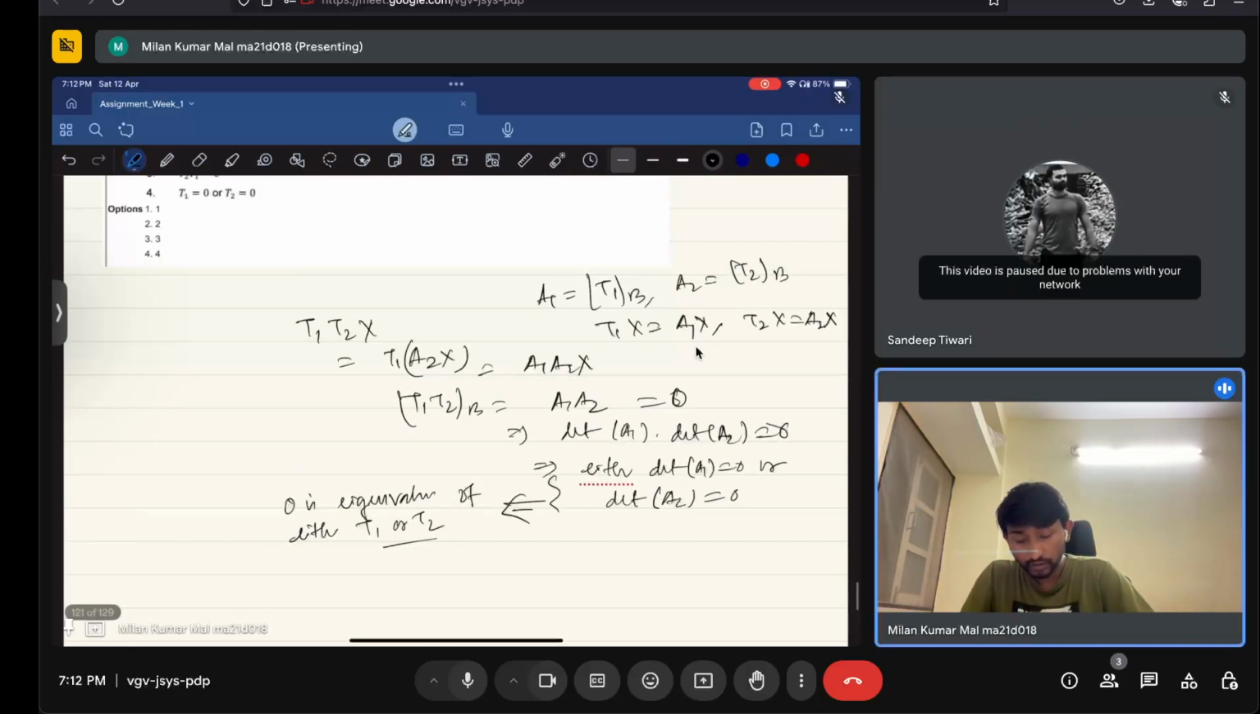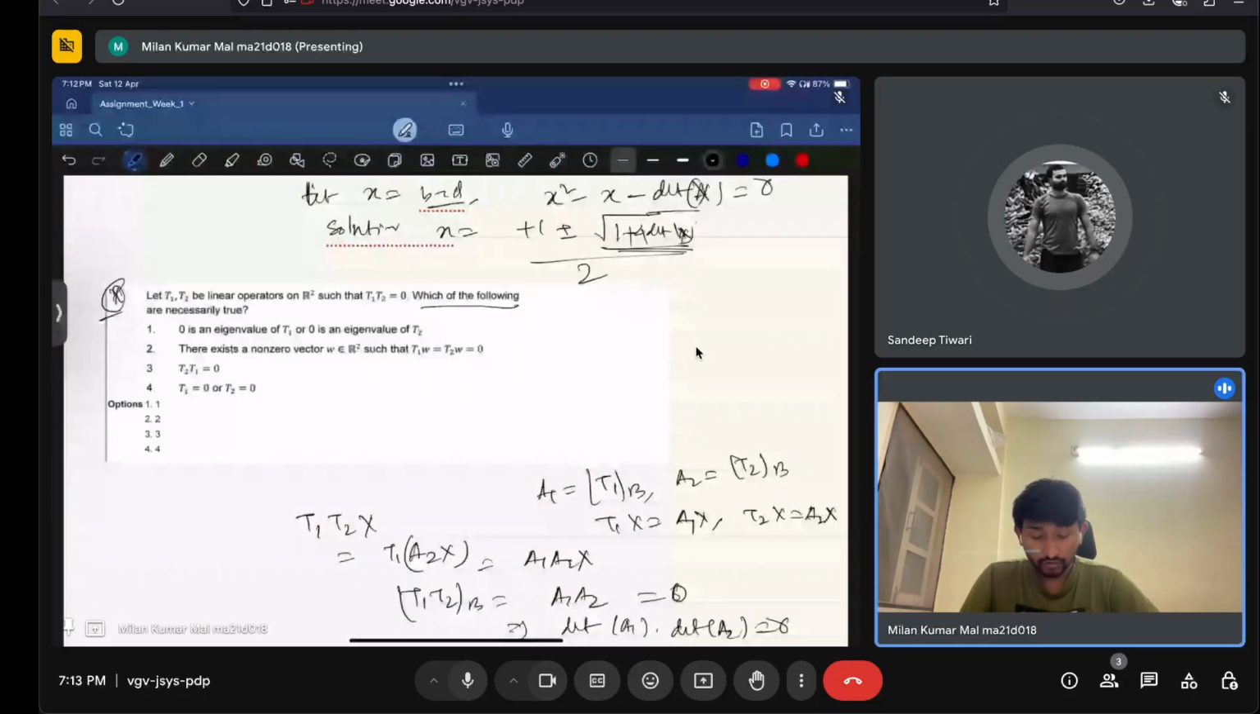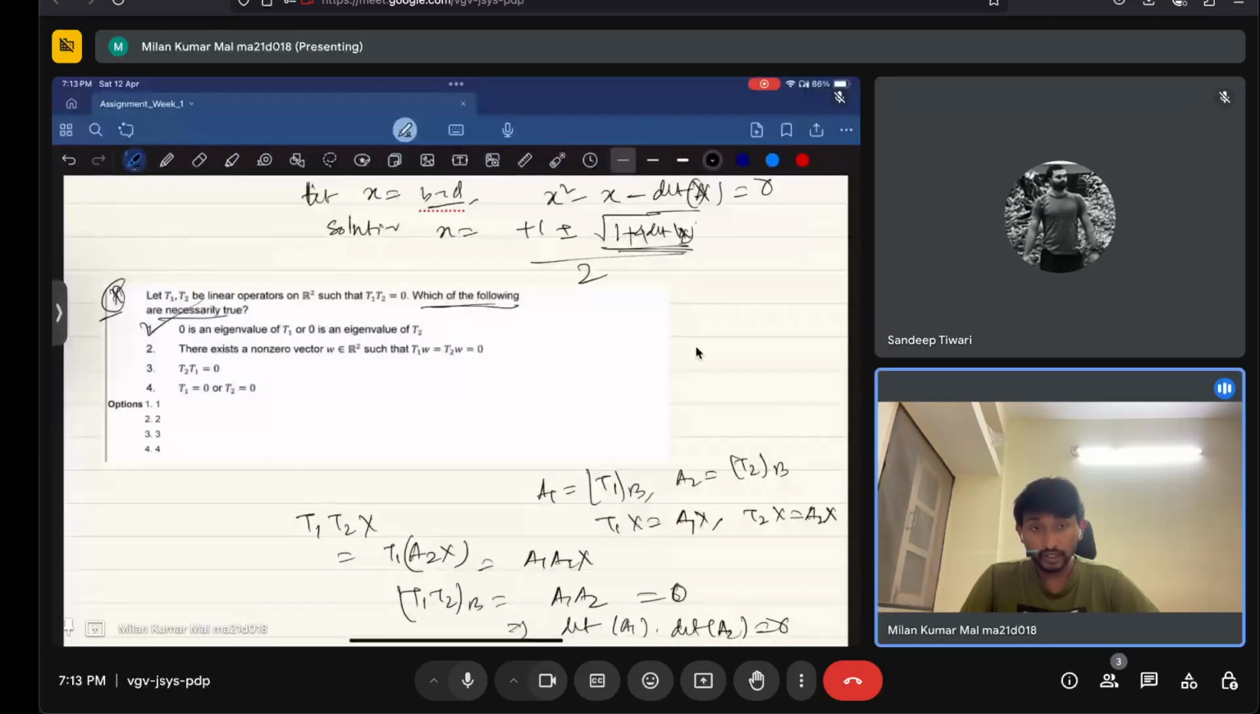So which of the following are necessarily true? The first one is necessarily true: 0 is an eigenvalue of T1 or 0 is an eigenvalue of T2, that's true. There exists a non-zero vector W belonging to R square such that T1 W equals T2 W equals 0. This need not be true. A non-zero vector W such that this should happen need not happen.